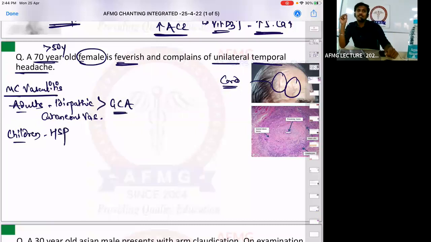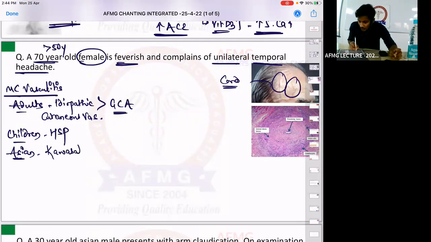Most common vasculitis in children is HSP. Most common vasculitis in Asian or Indian children is Kawasaki. No issues with this.